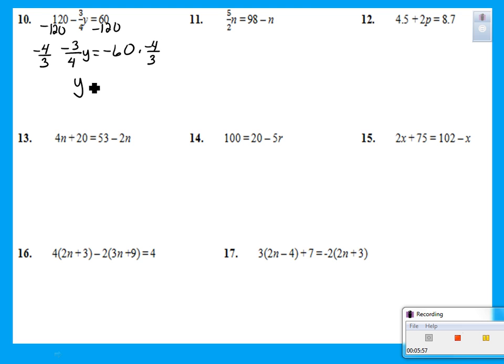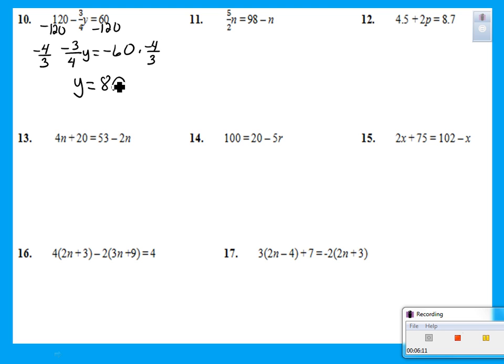Okay. You could type this in your calculator. What I did is I knew a negative times a negative was a positive. And then 3 divides into 60 20 times. 20 times 4 is 80. Like I said, that's the same answer you would have got if you would have typed it in your calculator.